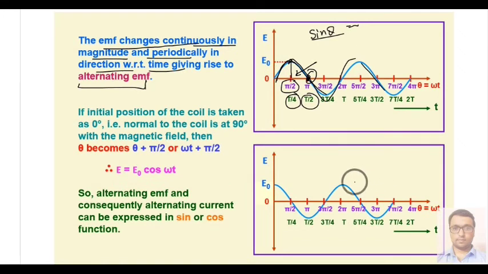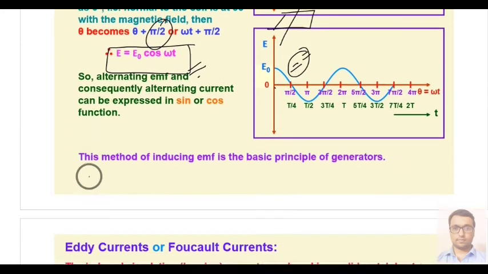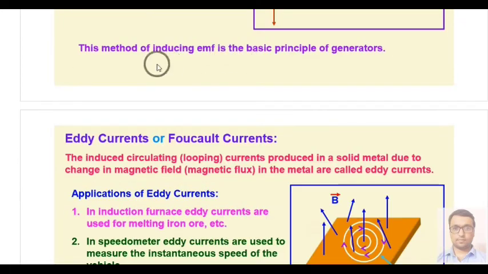Now the second graph is also plotted over here, but that is not that much important, because it is saying that if your coil is not initially at theta equal to 0, suppose it is at pi by 2 angle, so the initial phase is this much, then this graph will convert into cos theta. So that is easy for us to understand. And one more thing, it is saying that this method of induced EMF is the basic principle of generators.